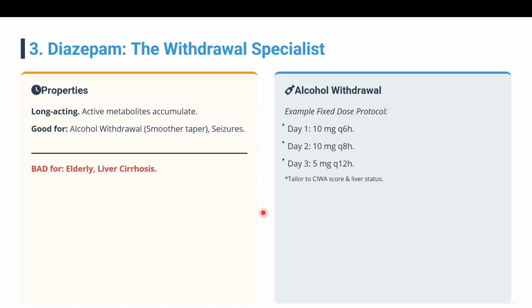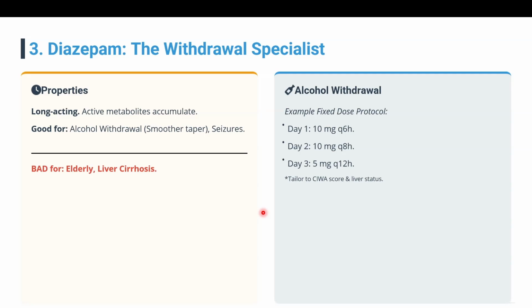So it is always good for alcohol withdrawal and seizures, not for other causes. Again, consider it very cautiously in elderly, frail, fall-prone, and moderate to severe liver disease patients, and other common considerations that you will follow in benzodiazepines. So for alcohol withdrawal, it is always a fixed dose protocol that we follow.